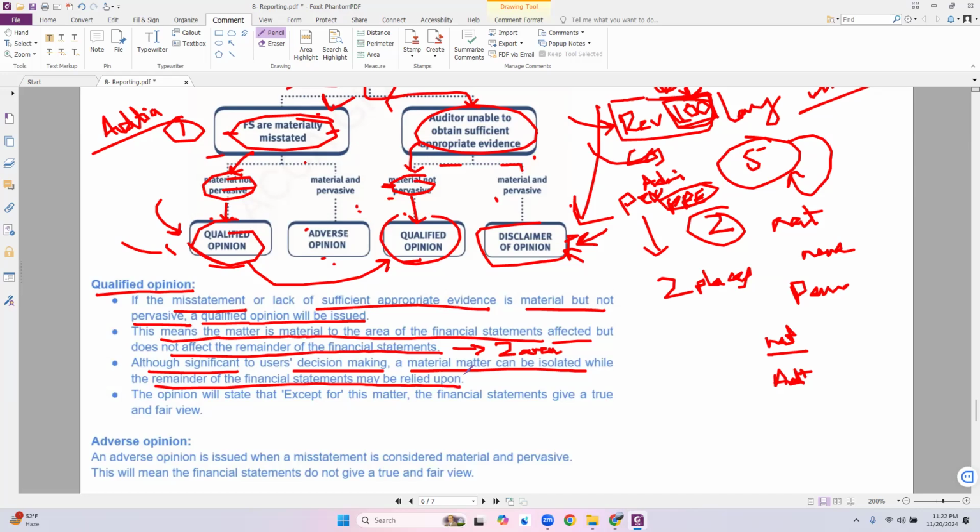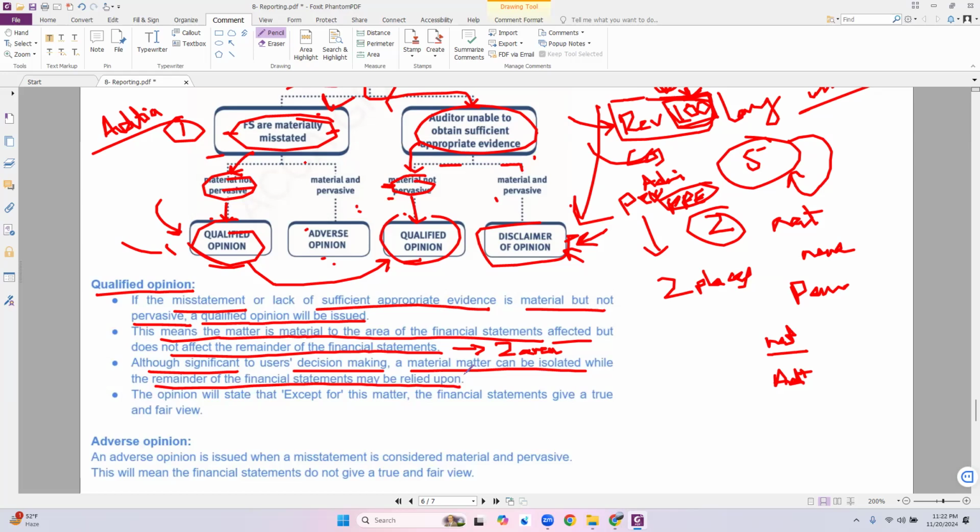Now the question is, what if there is an error in one or two places and we were not able to get evidence in the remaining one or two places? What opinion will we give then? Yes, what I'm saying is, the first qualified opinion is where we know that it's materially misstated. We have obtained evidence, we know it. But the second one is where we are actually not able to gain evidence on these two places. We don't even know if they're actually misstated or not. So that's the thing. It means they are different qualified opinions.